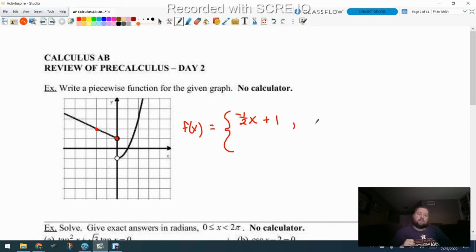And then along with that, you need to put a domain for that. So this graph is true all the way until x equals 0. So it goes from 0 to the left. So that is where x is less than, and it's a closed circle. So less than or equal to 0.